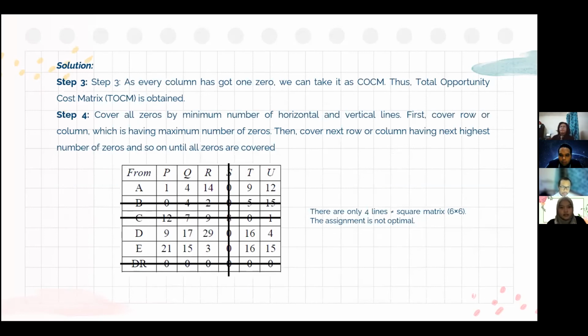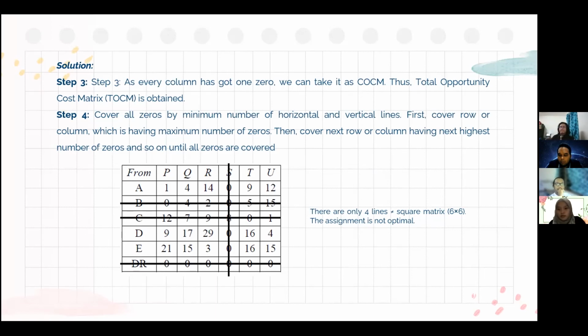And for step 3, we need to find the COCM. But each column has a 0, so the COCM is obtained, and the TOCM is also obtained because the matrix will not change if we have 0 in each column. And then after that, we need to cover all zeros by the minimum number of horizontal and vertical lines. Here we have to cover the dummy row since it has the most zeros, and then we have to cover the S column and also rows B and C. Therefore, we have 4 lines.